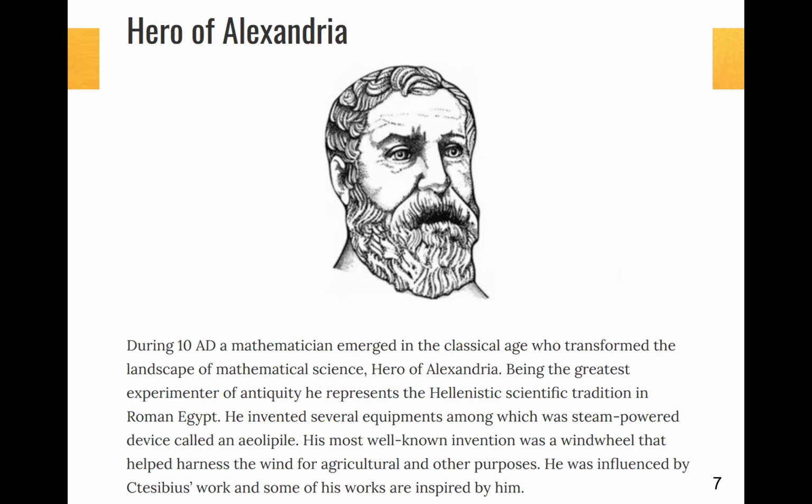Now, his name has variations. Hero is one pronunciation. Most of the time, his name has an N at the end, Heron. So Heron or Hero, one of the two. Hero sounds better. So about 10 AD, this mathematician was basically one of the greatest experimenters of his time. He invented something called steam power engines in 10 AD, guys. Isn't that crazy? He invented a windmill that harnessed wind power.